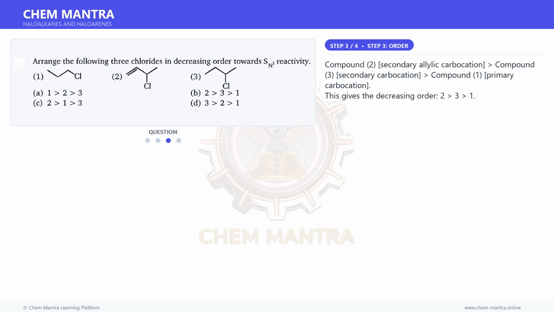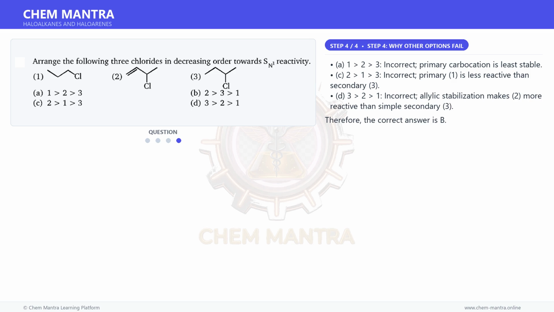Compound 2: secondary allylic carbocation. Compound 3: secondary carbocation. Compound 1: primary carbocation. This gives the decreasing order 2 > 3 > 1. And for the final step.